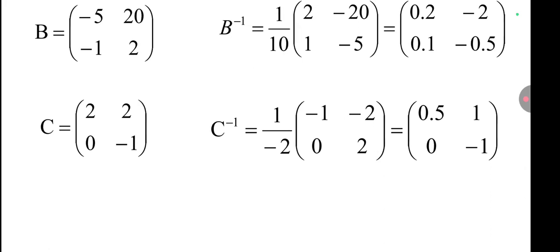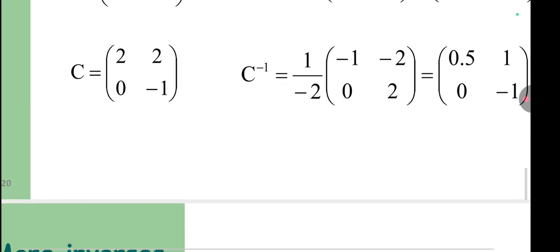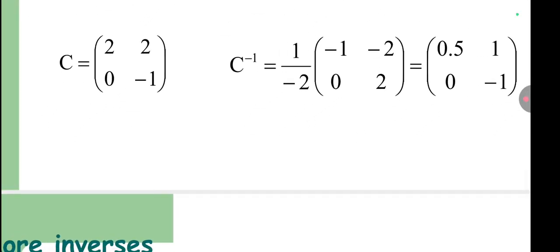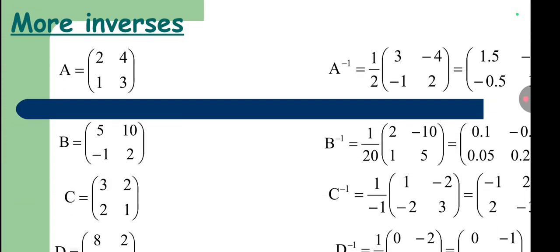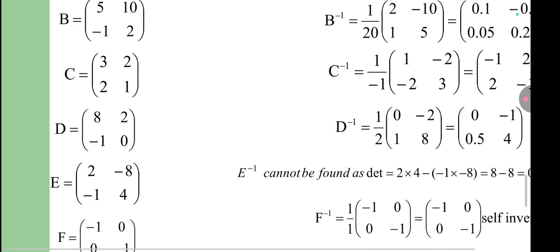Then find the adjoint. For the adjoint, you apply the formula. First, change the main diagonal elements, that is minus 1, 2. Then change the sign of the other diagonal elements, 0, minus 2. When you multiply by minus 1 by 2 inside, you will get 0.5, 1, 0, minus 1. Therefore, C inverse equals 0.5, 1, 0, minus 1. Here I have given some examples; you can go through this.